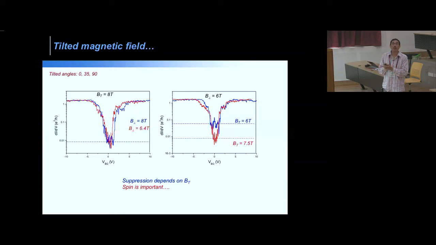It doesn't depend on the perpendicular magnetic field. So here, for this example, the perpendicular magnetic field is different, but the total magnetic field is the same, and you have similar suppression. On the other hand, here B perpendicular is the same, but B total is different, and you have different suppression. So it looks like the suppression depends on B total. So spin is important in my problem.